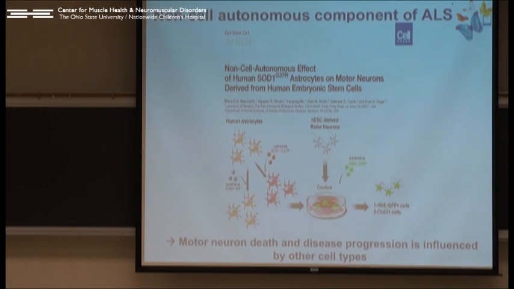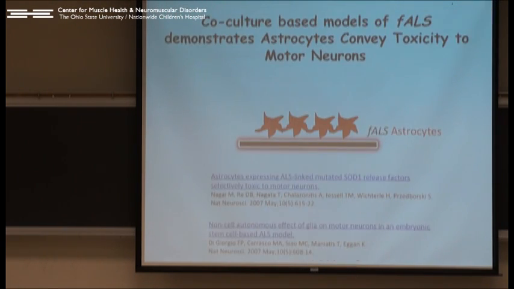So they took a human astrocyte and introduced the mutant SOD1 into this astrocyte, and then did this co-culture. And on the next slide we'll talk a bit more about these co-cultures. But this was one of the first papers to implicate that mutant SOD1 in a human astrocyte could induce motor neurons to die. So what are these co-culture-based models?